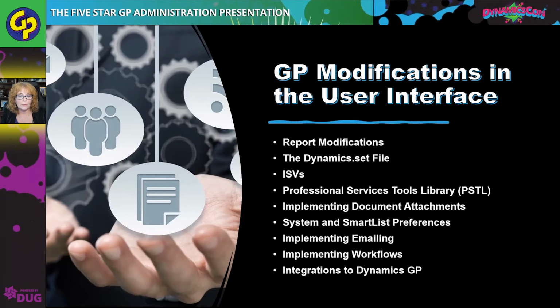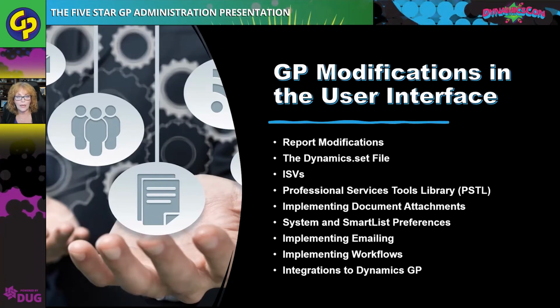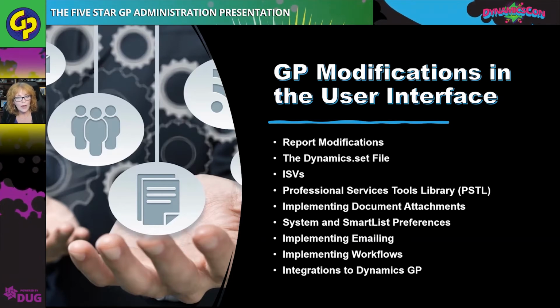So make sure your report modifications are all using in the dynamics set file the same modified forms and reports path. You need to really get to know your dynamics set file, what's installed, what's used, where forms and reports are going. Your ISVs can be a modification. Professional services tools library, system and smart list preferences, all of these things, including implementing workflows, etc. These have to be done by you.